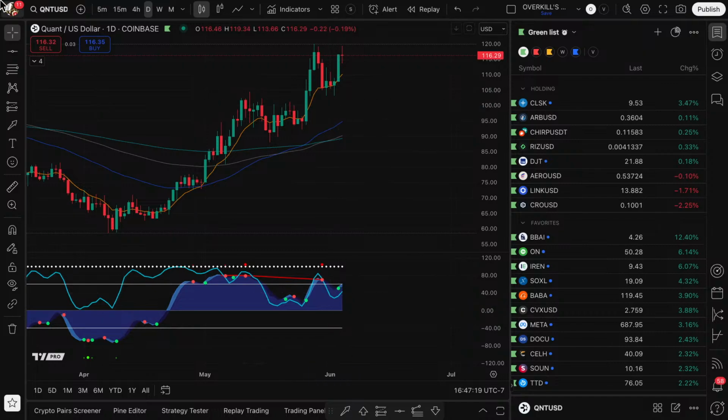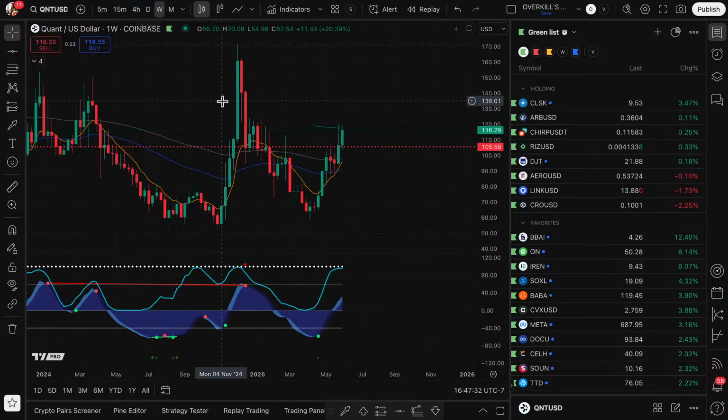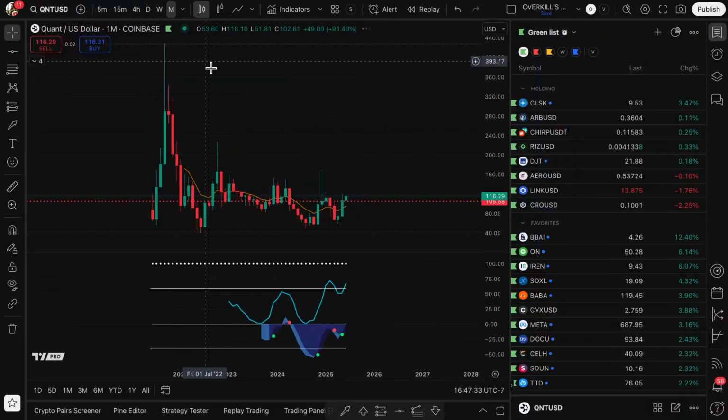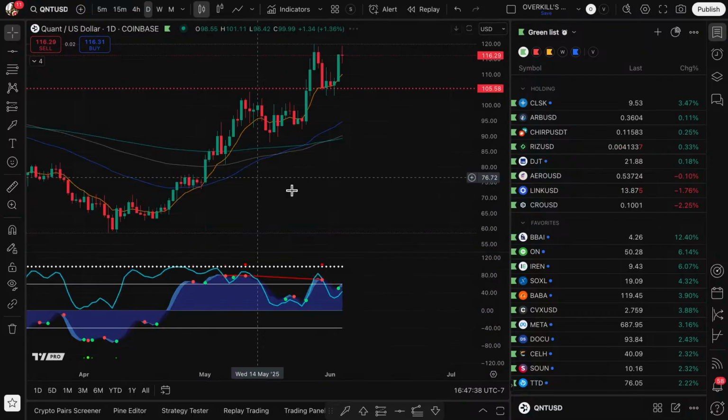QNT got a green dot here. This one's trying to build a base here. If you want to set a stop loss on this one, I'd set it right there at 105 if you want to protect your gains from when you were buying down here. But this one's still looking good. Still got a green dot here today. The weekly chart is still pointing straight up. The monthly chart has a green dot here. QNT looks really good.